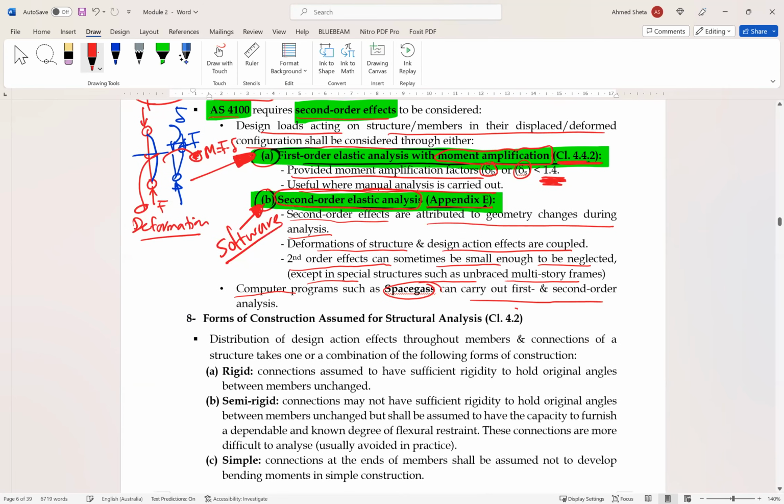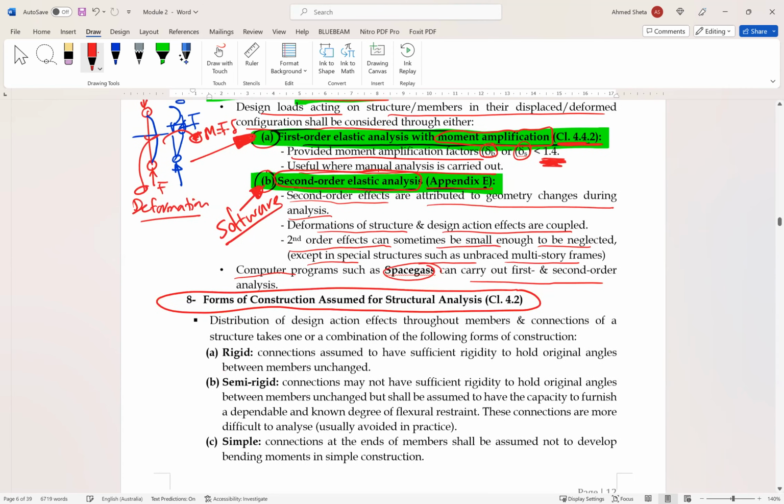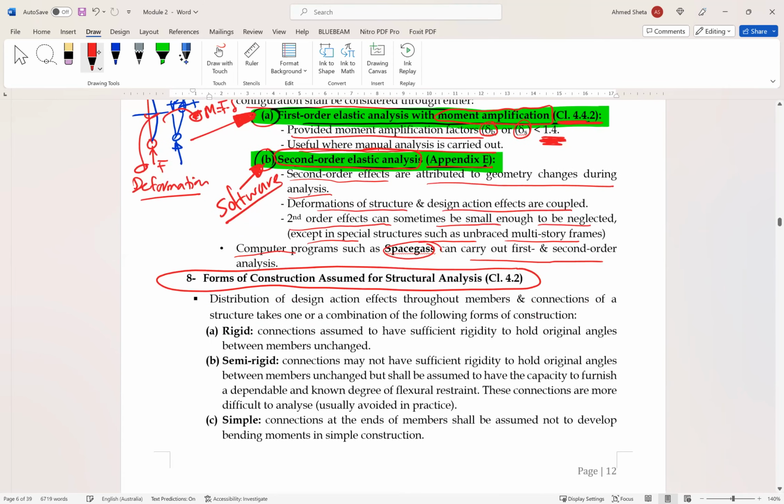Point number 8 is the forms of construction assumed for structural analysis. Distribution of design actions through the members and connections of the structure takes one of the combinations of the following. We have rigid connection, assumed to have sufficient rigidity to hold the original angle between the members unchanged. So if this is the angle between beam and column, after deformation it will stay like this. This means rigid. So this is for rigid connection.